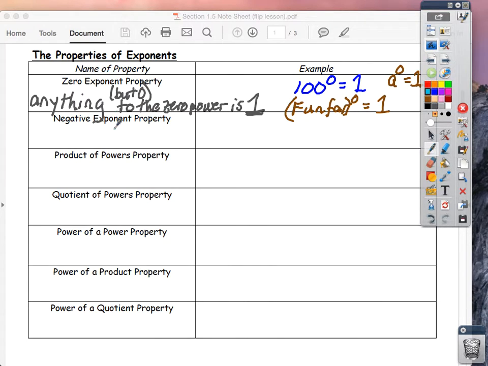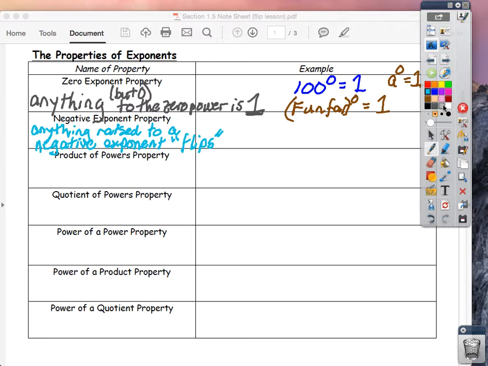Next property, negative exponent property. Anything that's raised to a negative exponent gets flipped. So what does that mean?